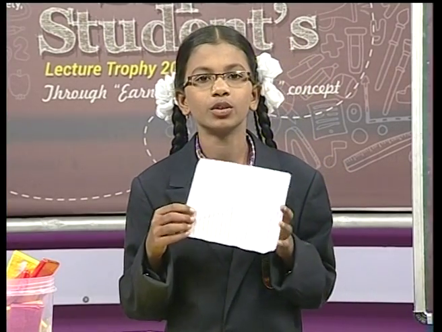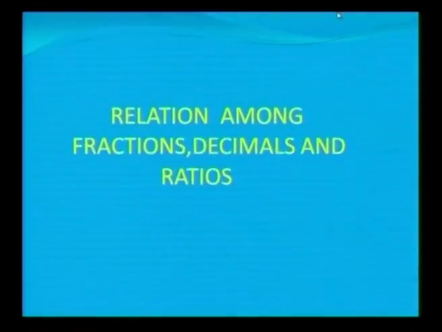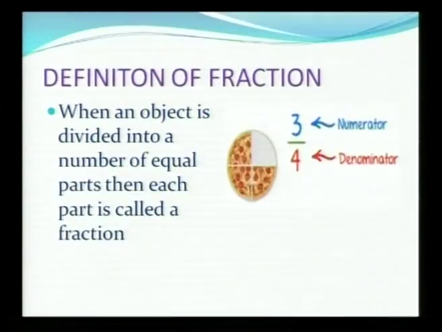Observe here friends, when an object is divided into number of equal parts, then each part is called as a fraction. Here, friends, see here, when an object is divided into a number of equal parts, then each part is called as a fraction. Here the fraction is 3 by 4. Here 3 is numerator, 4 is denominator.